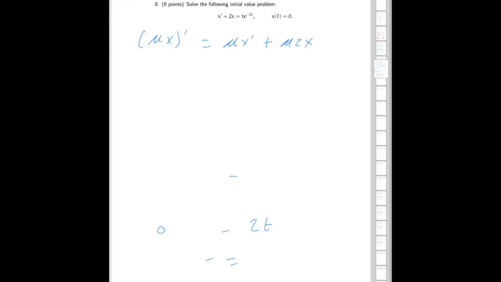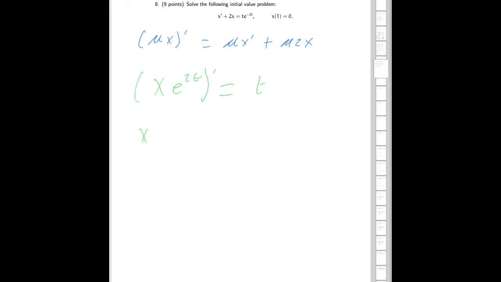So I'm going to multiply both sides of the equation by e to the 2t. And remember, the whole point of doing that is that the left-hand side is now the derivative of mu times x with respect to t. Mu is equal to e to the 2t, so this is what we have. And on the right-hand side, when we multiply by e to the 2t, we just get t.